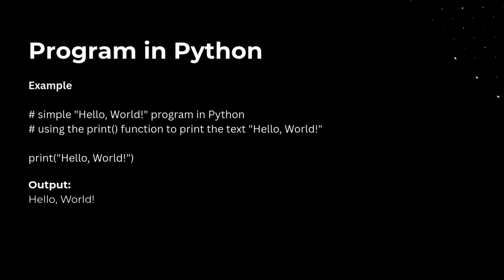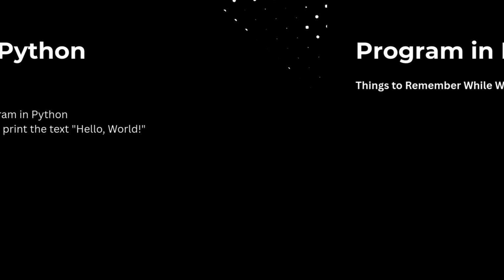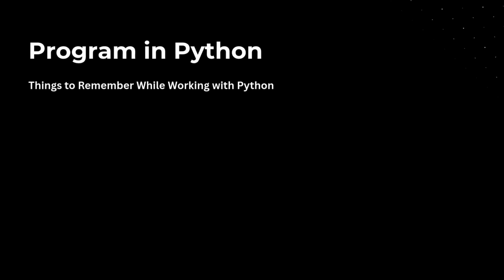The phrase hello world is a string literal, text enclosed in double quotes, that we want to show on the screen. The print function takes this string as an argument and outputs it. Things to remember while working with Python. When writing Python programs, keep the following things in mind.